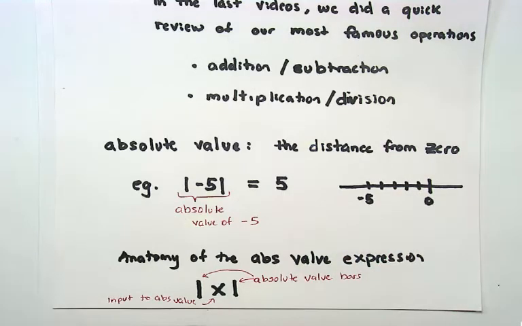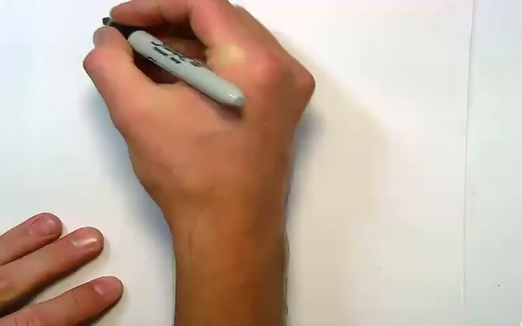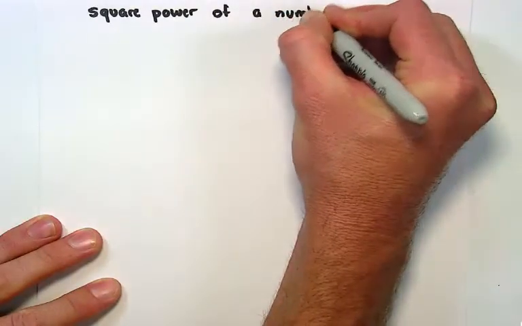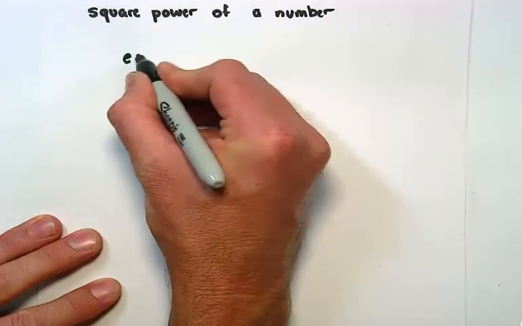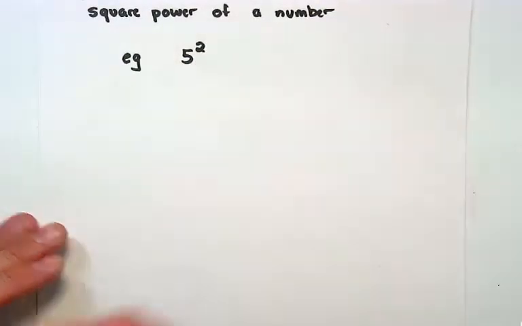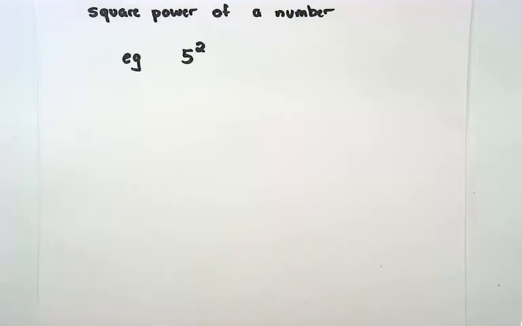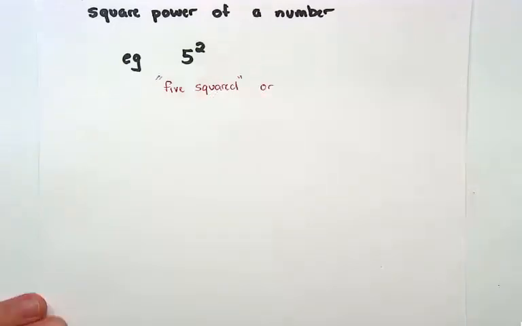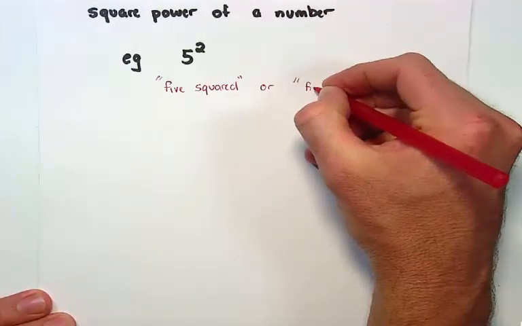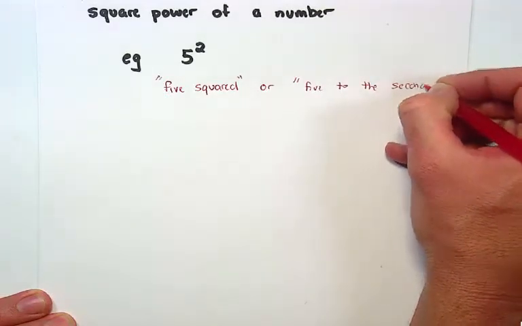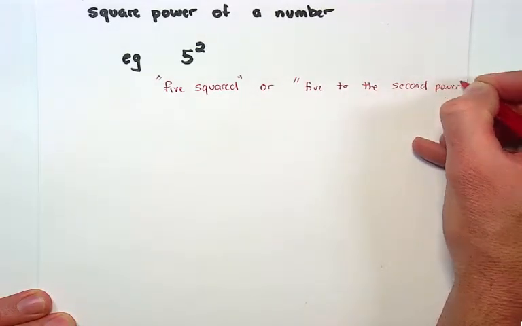Let's take a look at our next operation, which is going to be the square power of a number. So a great example of this would be, let's say that we had 5 squared. The way that we read this is the number 5 squared. Another way to read this would be 5 to the second power. Either of those work.